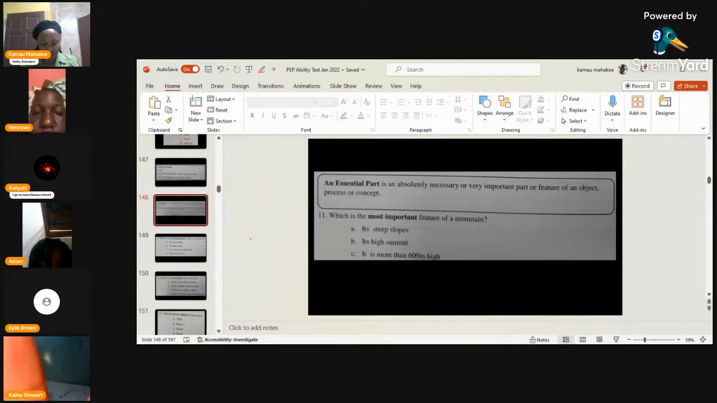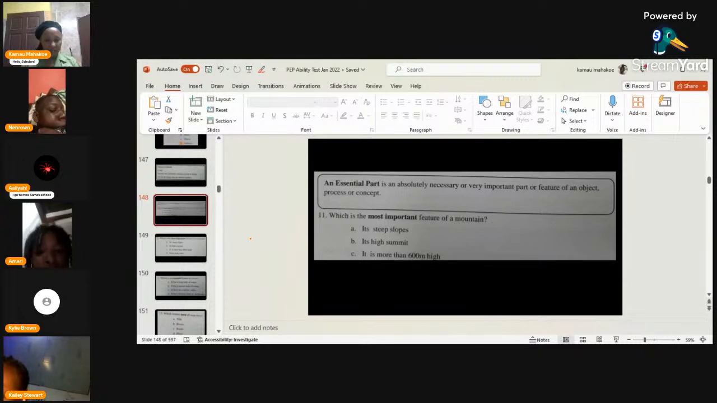So read it again, please, Kaylee. An essential part is absolutely necessary or a very important part of a feature of an object. Process each concept. 11. Which is the most important feature of a mountain? A. Its steep slopes. B. Its high summit. C. It's more than 600 meters high. Okay. So what's the most important thing when we're defining a mountain?